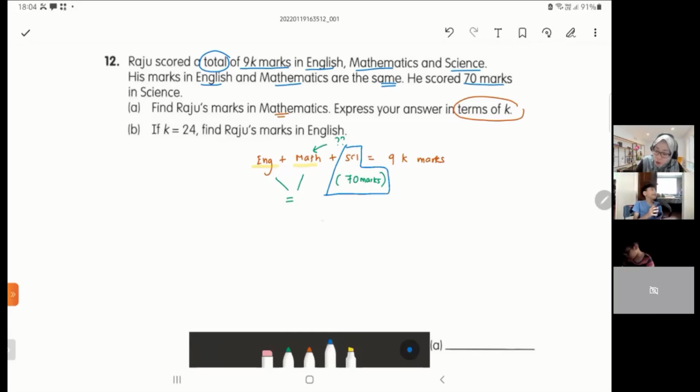Right? So what do I do? 9K minus 70. Can I solve or not? I cannot. I leave it as it is. Okay. Then I want to find my math.